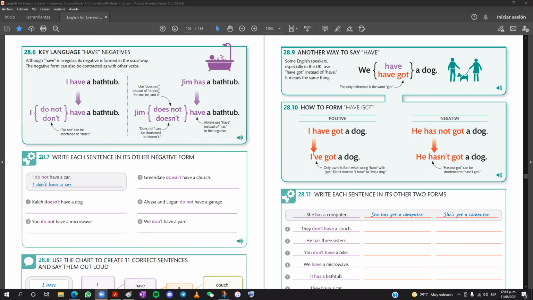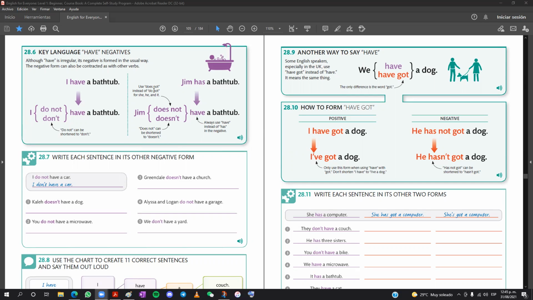Entonces, use does not instead of do not for she, he, and it. Does not can be shortened to doesn't. Always use have instead of has in the negative. Entonces, Jim tiene una tina, Jim no tiene una tina.